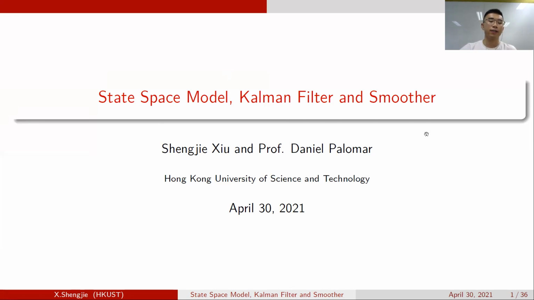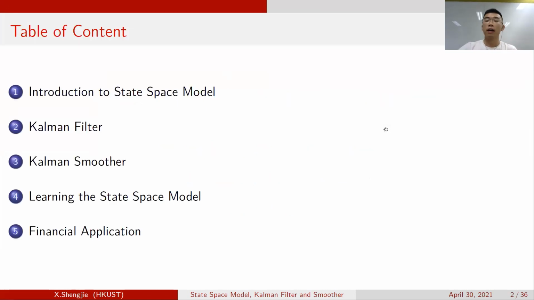Today my topic is the state-space model, Kalman filter, and smoother. Our whole tutorial will be divided into 5 parts. The first one will give a brief introduction of the state-space model. And then we will talk about 2 algorithms that are related to the state-space model, the Kalman filter and Kalman smoother.